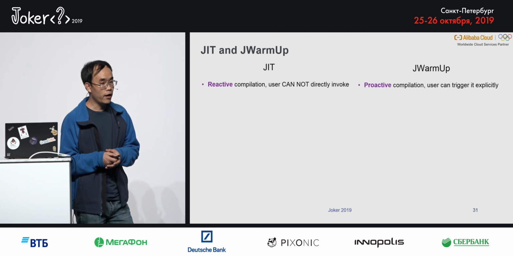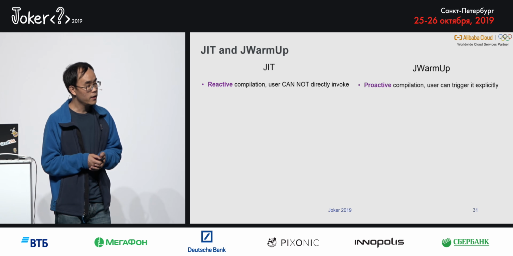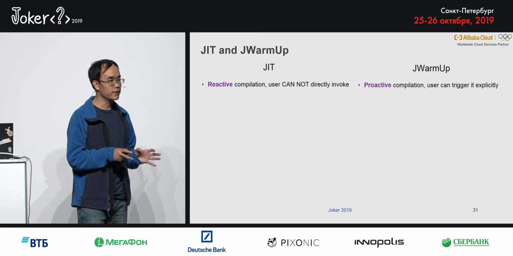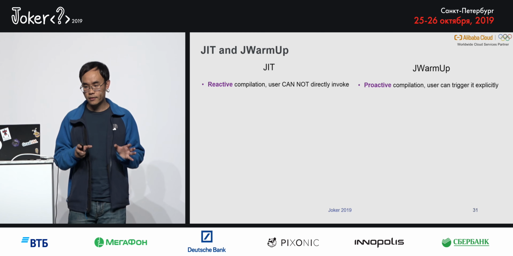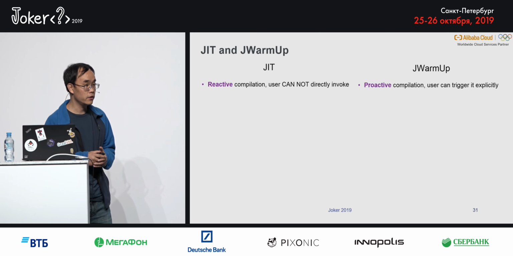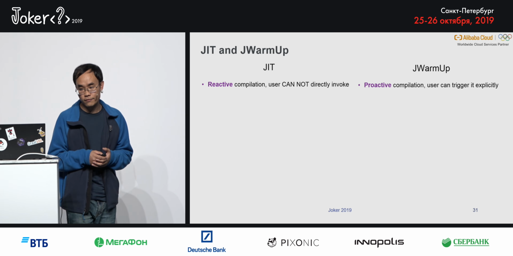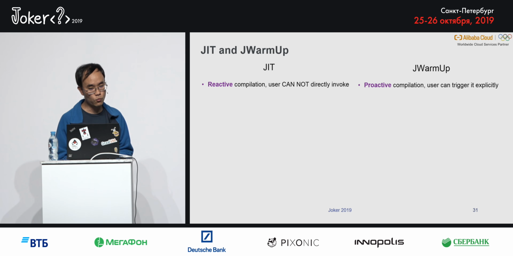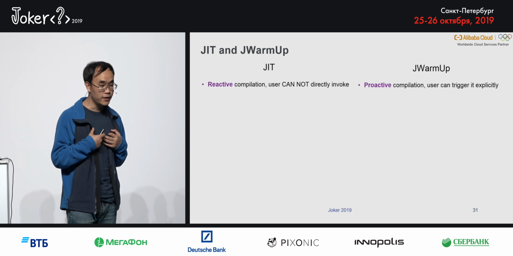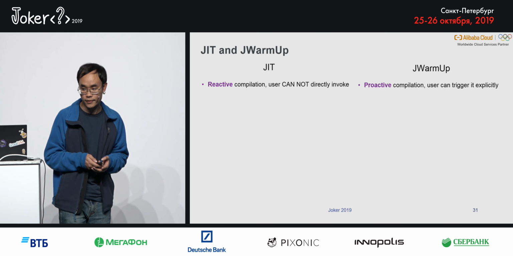So in order to give you a good understanding of JWarmup, I'll give you some comparison between just-in-time and JWarmup. What's the difference? The first thing is that the just-in-time compiler is reactive compilation. The user cannot directly invoke the just-in-time compiler, right? But for warm-up, it's a proactive compilation. You can tell the JVM, I'm ready, I want to trigger compilation for me. So you can trigger that.